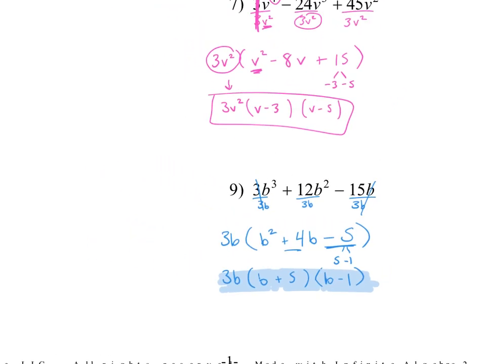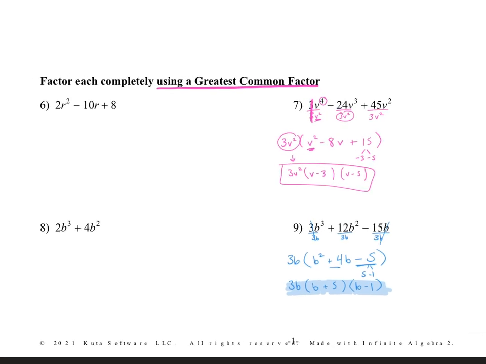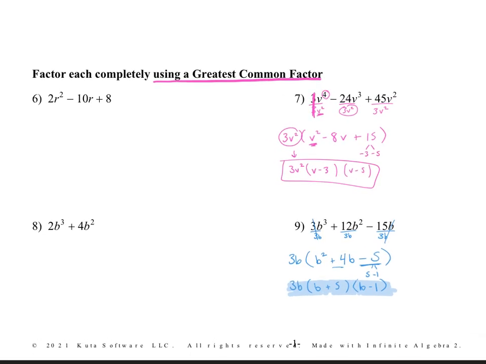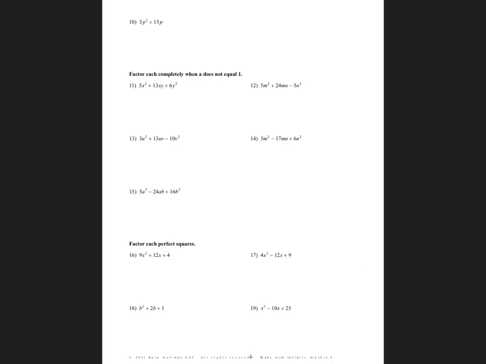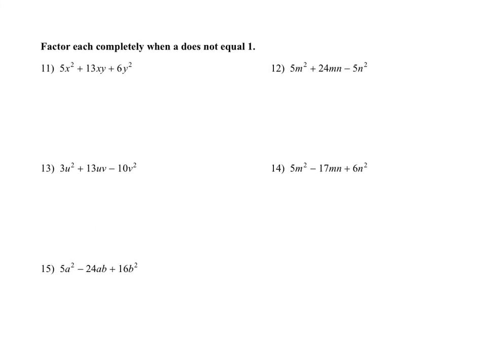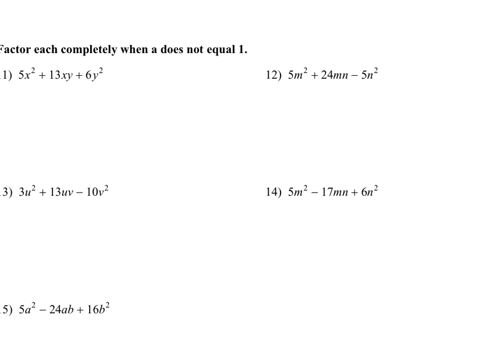So just be careful when you read the instructions. The instructions for the questions on the test are going to be the same as the ones here. So if it says factor each completely using a greatest common factor, that's a hint that you're going to have to take something out. The instructions are like little hints for you. So we have to factor completely when A does not equal 1. So when A does not equal 1, this is a hint that we have to multiply the first times the last.